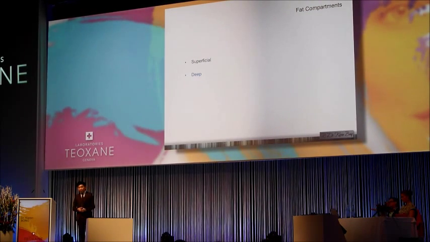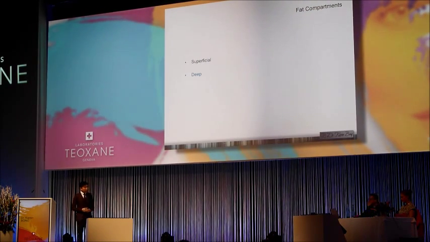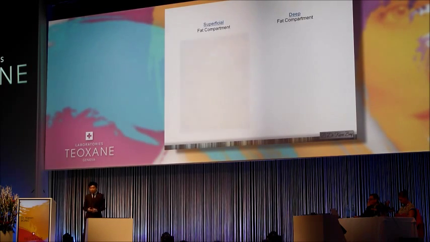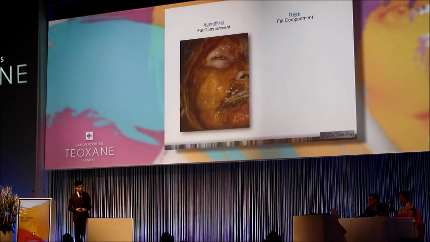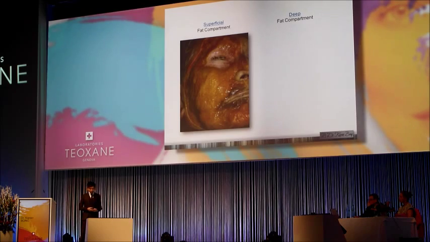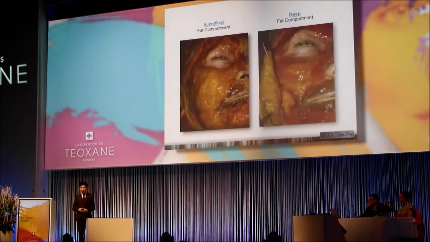Let's talk about the fat compartments. Dr. Redcar went into it very extensively this morning. I'm just going to set the scene by going through it very briefly. So I require a little bit of your imagination and a lot of your attention. This is the superficial fat compartment. We peel the skin away. It's like an apron. It drapes all over the entire face, and this is the deep fat compartment.